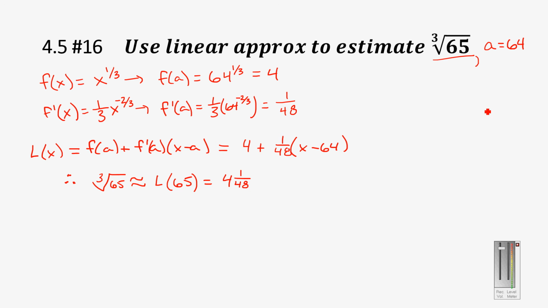Well, that makes sense, right? If the cube root of 64 is 4, we're going to expect that the cube root of 65 is going to be a little bit bigger than 4. And that's exactly what we just determined right there.